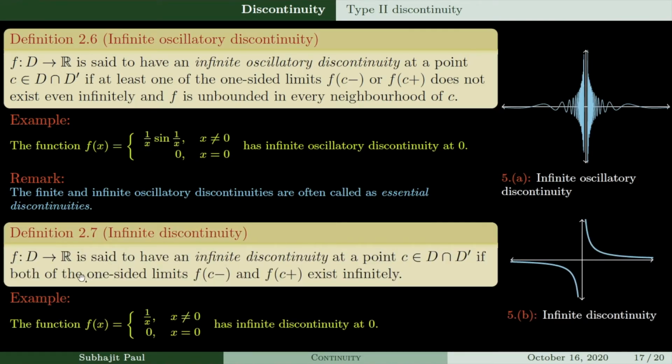Next is the infinite discontinuity. f is said to have an infinite discontinuity if both one-sided limits exist infinitely. The earlier one does not exist even infinitely, since it is changing so rapidly up and down, but in this case the limit exists infinitely. The right-sided limit tends to plus infinity and the left-sided limit tends to minus infinity for the function 1 upon x. So this is an infinite discontinuity, but the earlier ones are infinite oscillatory.